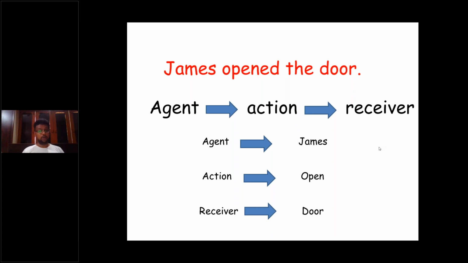So I have made you understand who is an agent, what is an action, and who is a receiver. So here, the door receives an action. Similarly, Sam plucked a flower. Sam is the agent, pluck is the action, and flower is the receiver. The flower is receiving an action.